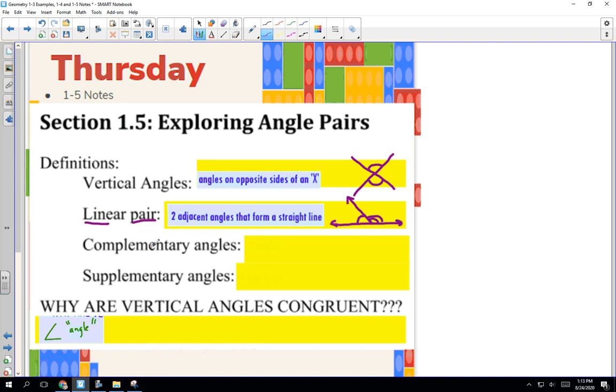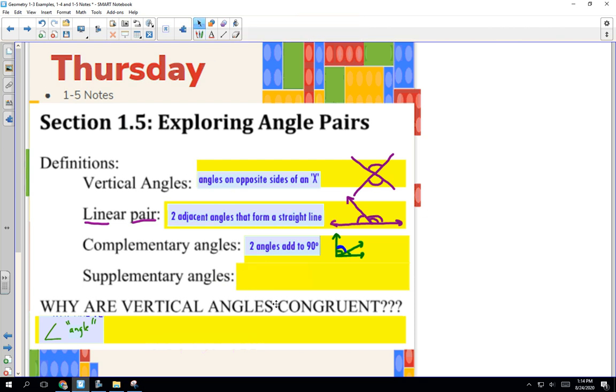Complementary angles are angles that, when combined together, add up to 90 degrees. In this scenario, when you're drawing the picture, you start with a 90-degree angle. Remember, the little box in the corner means 90 degrees. And then you just split it. This angle here and this angle here combined together make our complementary angles.